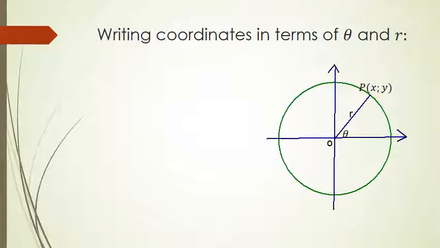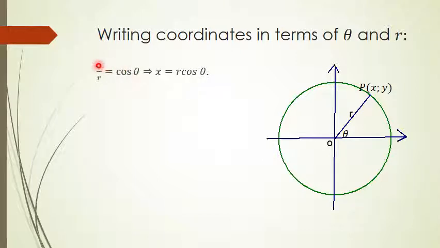Before we can prove our first compound angle formula, we need to rewrite the coordinates of a general point in the Cartesian plane in a convenient way. Now let P be a point lying on a circle with center O and radius r, and let the angle between PO and the positive x direction be theta.